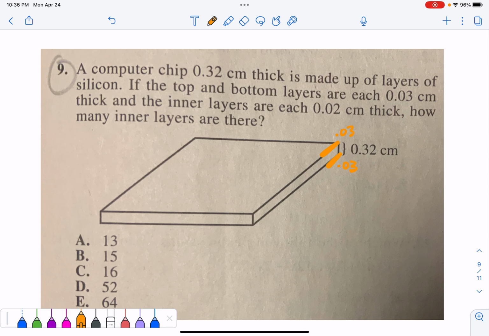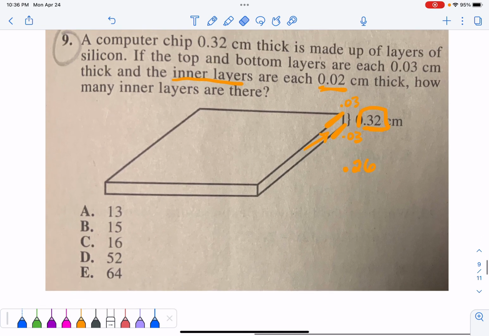That means if I'm starting with 0.32 and I have 0.03 off the top and 0.03 off the bottom, and I subtract that, I have 0.26 left over as my middle chunk. And the inner layers are each 0.02 centimeters thick. So after I take off the top and bottom layers, I have 0.26 left over in the middle, and each layer is 0.02. How many layers are there? So I'm just going to divide by 0.02.